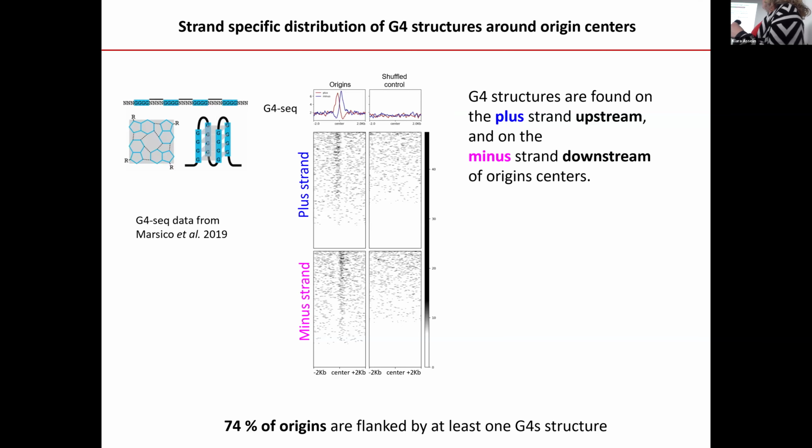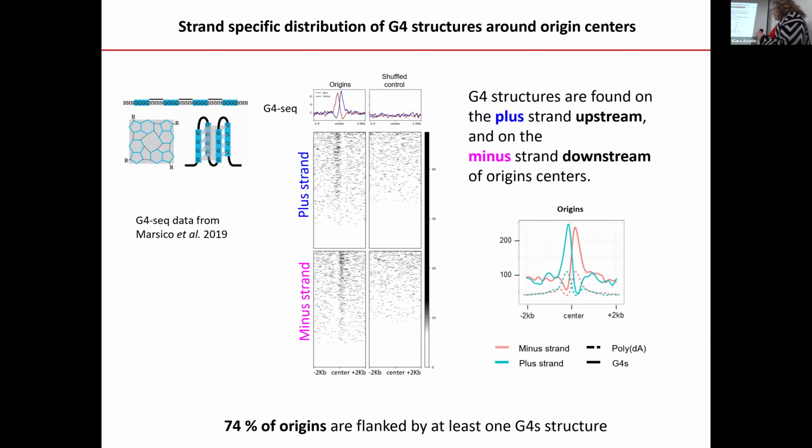When we looked, we also found a very specific localization for these G4 structures. We found them on the plus strand upstream of the origins and on the minus strand directly downstream of the origins. So we find that 74% of the origins are actually flanked by at least one G4 structure.